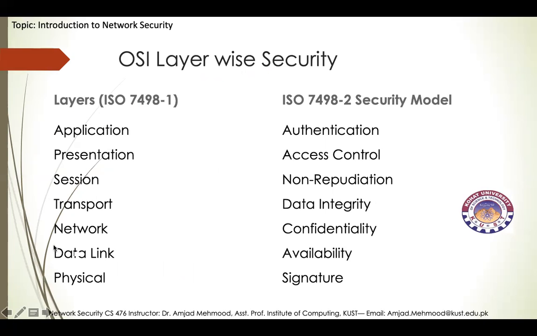This is the general model which you have studied in your data communication, and this is the security model. You can see authentication, access control, non-repudiation, data integrity, confidentiality, availability, and signature. You can see how it works and what our OSI model security perspective is. Most of the time in this course we will be focusing on authentication, access control, non-repudiation, and so on.